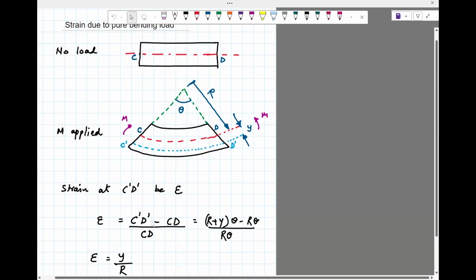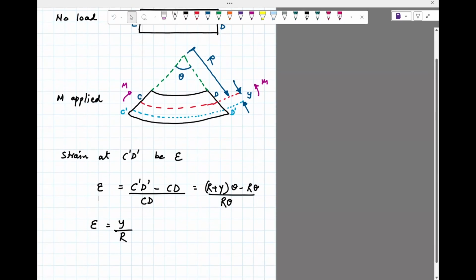In this case, the original length is just CD. That remains unchanged. That's the neutral axis. So you can use this formula, which basically gives you the arc length given the radius of the circle, to compute C prime D prime. It's going to be, well, CD is easy, right? CD is going to be r times theta.